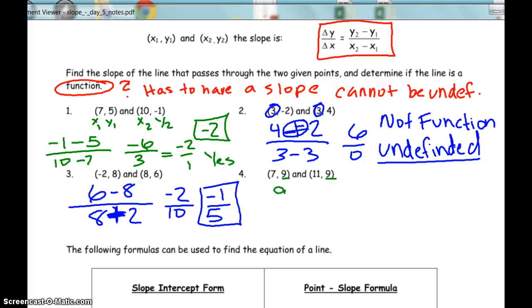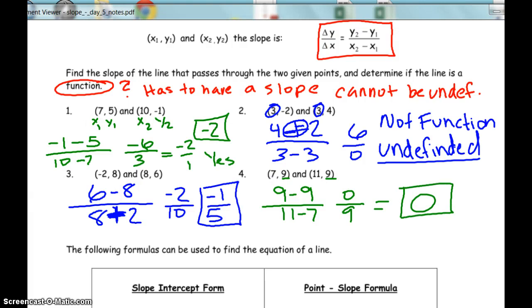So we're going to do 9 minus 9 over 11 minus 7. 9 minus 9 is 0, over 11 minus 7 is 4. So if we divided 0 by 4 in the calculator, we would get that it is equal to 0. We can have a slope of 0.